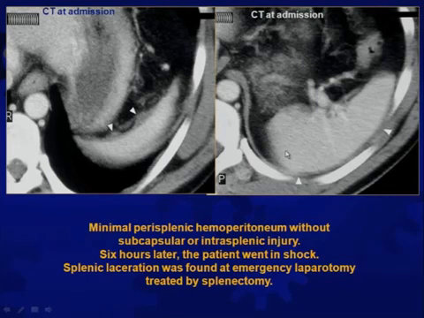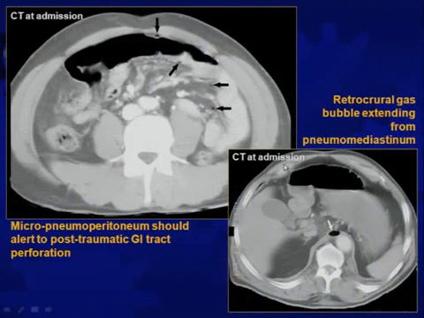This is an example of micropneumoperitoneum, small bubbles, very small. You have to look for them. Very important, saying there must be a small rupture at that moment of the GI tract. And you have to be aware, if the gas bubble is behind the crus of the diaphragm, then it has to come from above, pneumomediastinum, but you have seen it already before when you scanned the thorax.